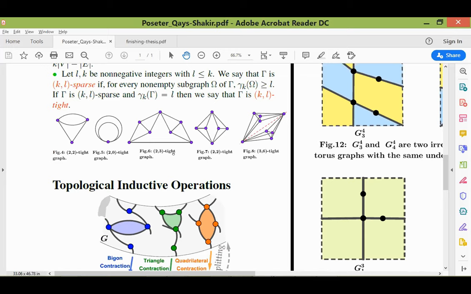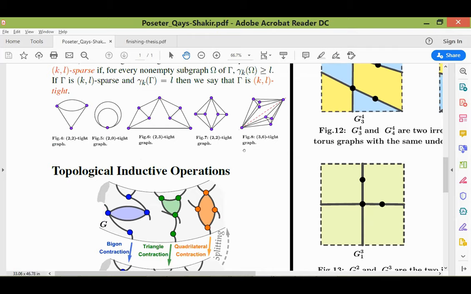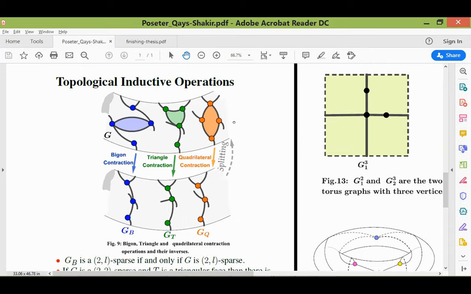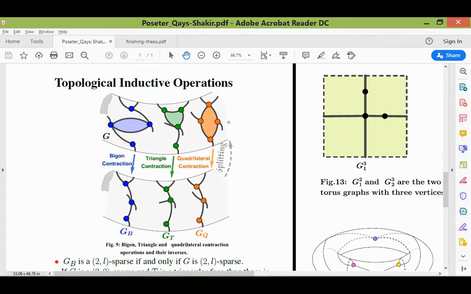Here I have kinds of graphs. Now, because I want to build this class of graphs, I need to find small graphs. I will call them later reducible graphs. If I have these two tools, then I can actually build my class of graphs.